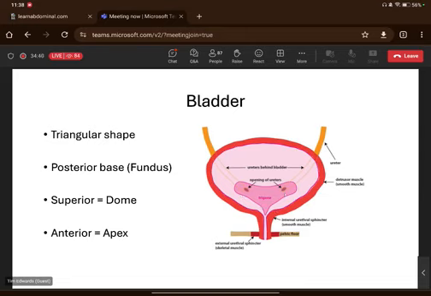And this is, again, trigone, triangular, and this is made up by two separate openings of the ureter, so the vesico-ureteric junctions draining into the bladder, and then at the tip of the trigone inferiorly, it becomes the urethral orifice.